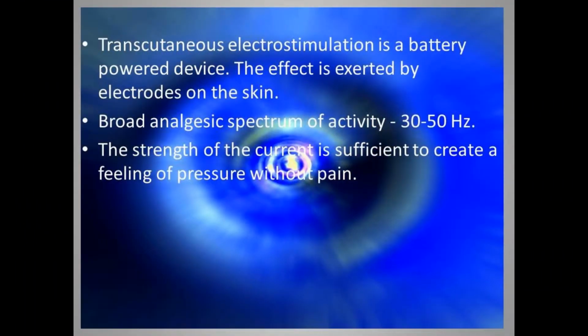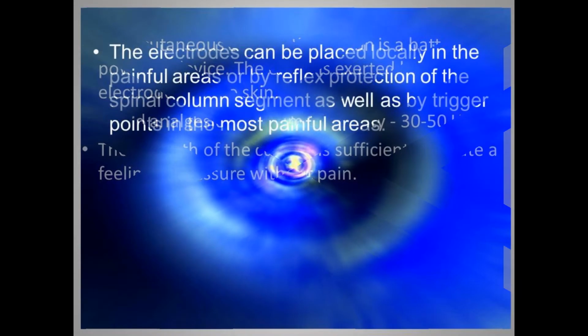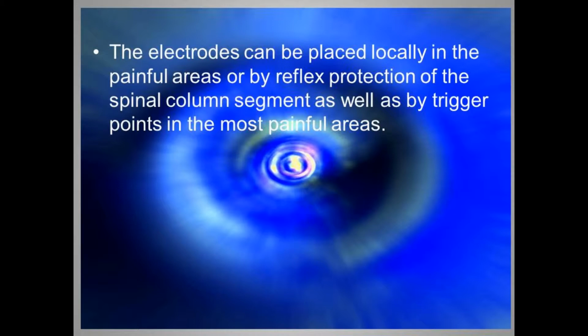Transcutaneous electrostimulation is a battery-powered device. The effect is exerted by electrodes on the skin. Broad analgesic spectrum of activity, 30 to 50 Hz. The strength of the current is sufficient to create a feeling of pressure without pain. The electrodes can be placed locally in the painful areas or by reflex projection of the spinal column segment, as well as by trigger points in the most painful areas.